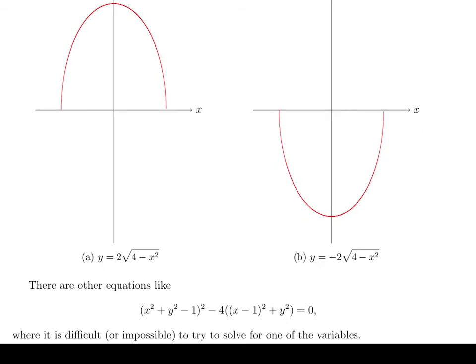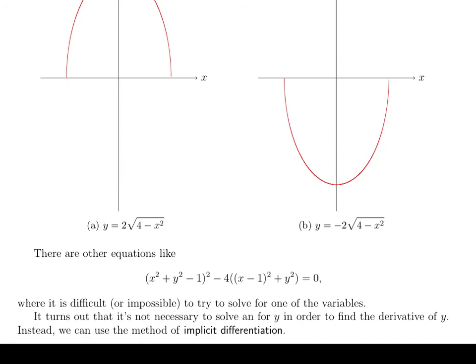So if it's impossible to try to solve for one of the variables, try to solve for y or even to solve for x, we're going to need a new technique in order to be able to find the derivative of y. The amazing thing is you don't actually have to solve for y to be able to find the derivative. So we're going to be describing the method of implicit differentiation.